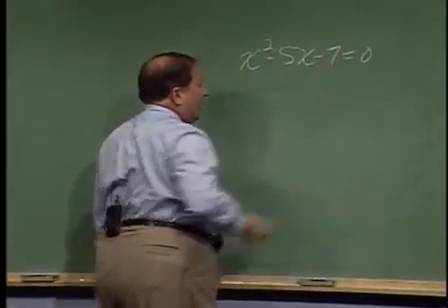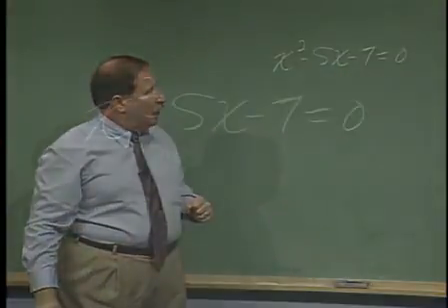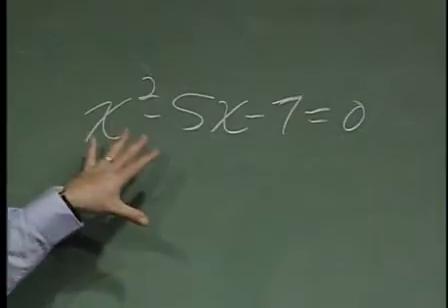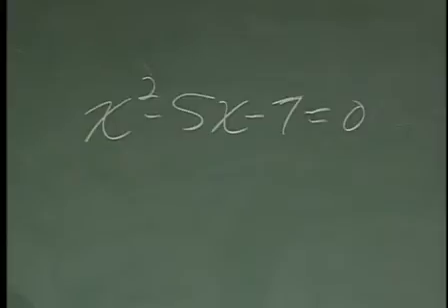And again, I cannot factor this. The only numbers that multiply to be 7 are 1 and 7, and the difference of 1 and 7 is not 5, it's 6. This cannot be factored. I say that because if I could factor this, there's no need to use this method at all. Factoring is usually quite simple.